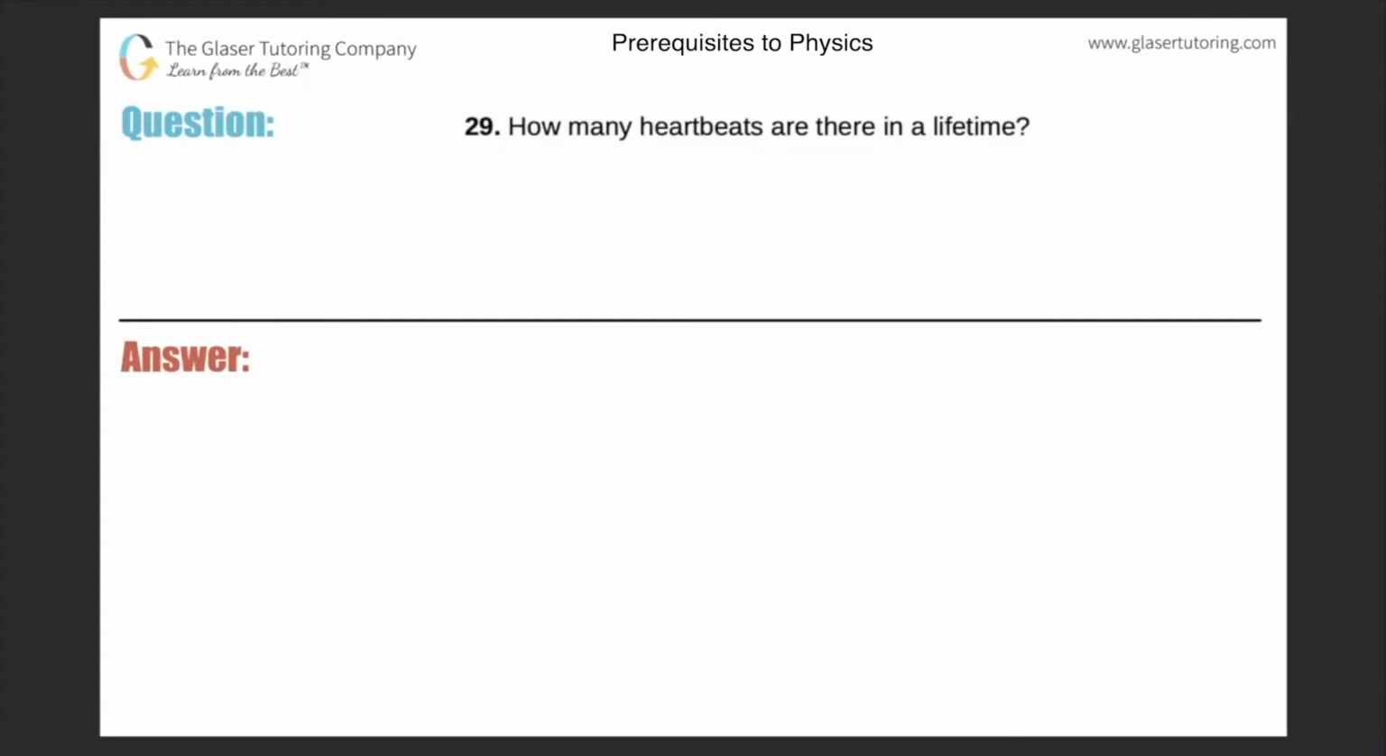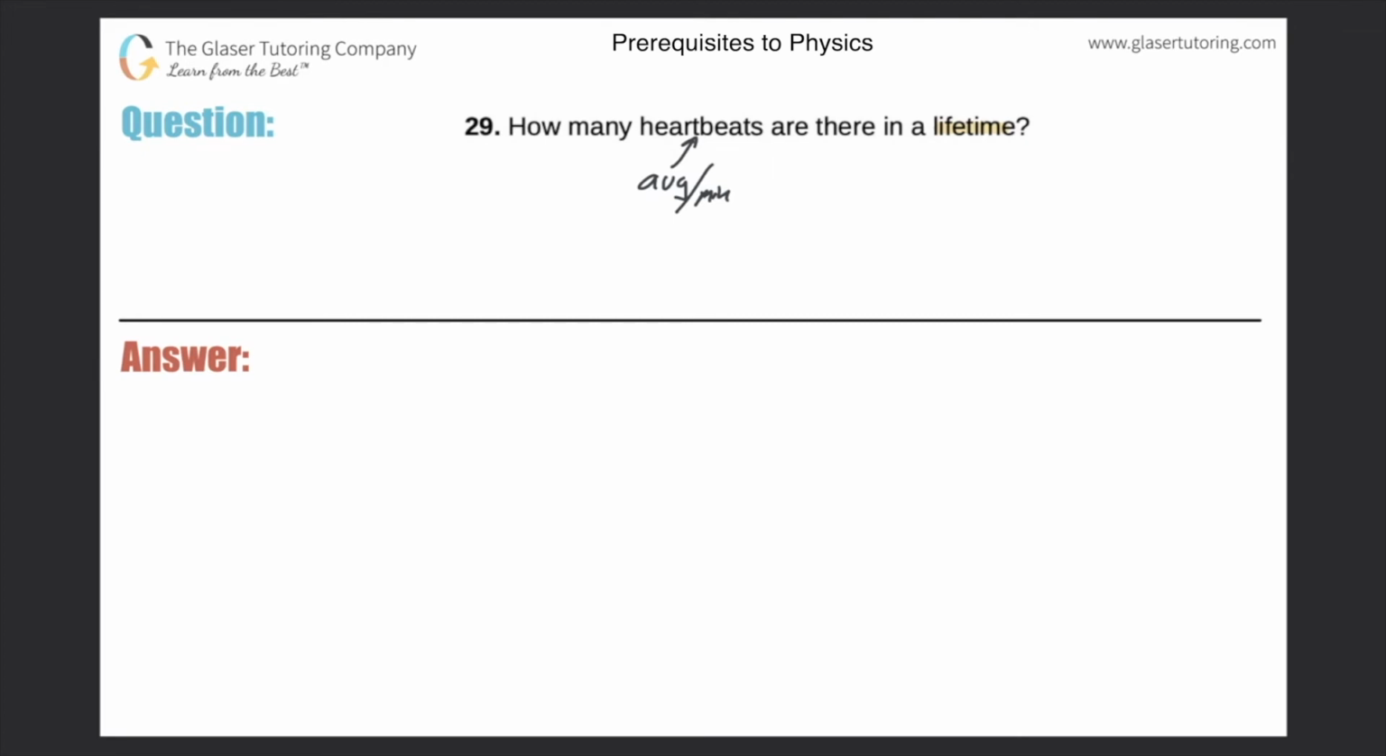Number 29. How many heartbeats are there in a lifetime? Okay, so we need to make a couple assumptions in this problem, right? So two things we need to do. So we need to find an average amount of heartbeats. Probably the best way to do this would be to find the average number of heartbeats per minute, right? So let's think of an average heartbeat value per minute.